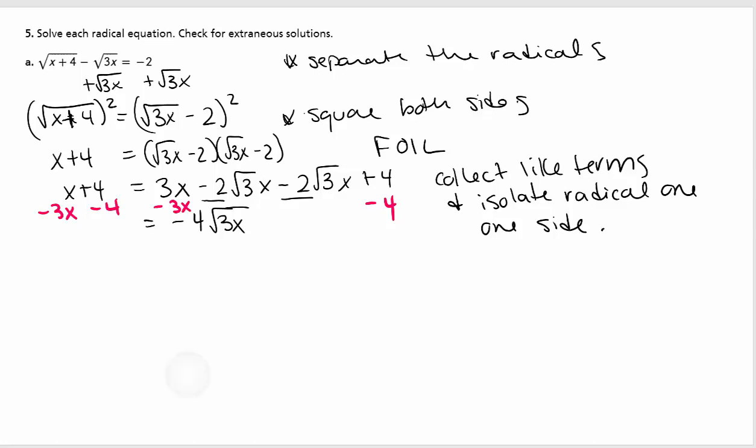So we end up getting 4 and negative 4 will cancel, and then x minus 2x. Now because they're both negative, I'm just going to divide by that negative. So we have 2x is equal to 4 square root of 3x. Now the next step, because I have a radical on the right-hand side and I want to get rid of it, is I'm going to square both sides again.